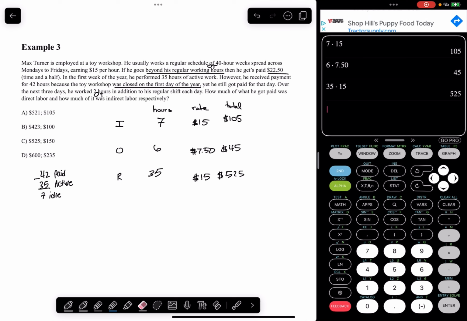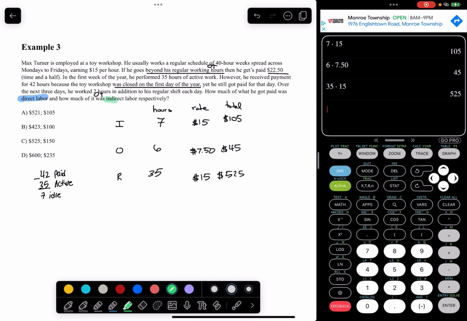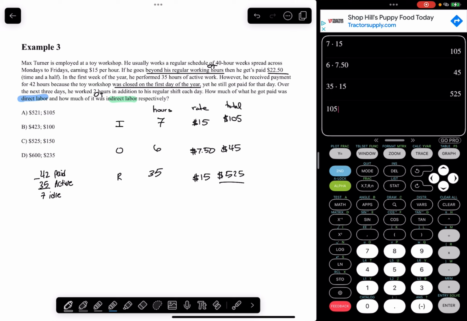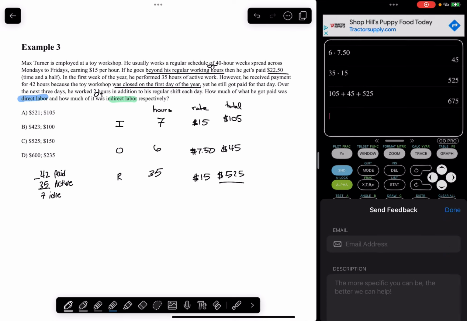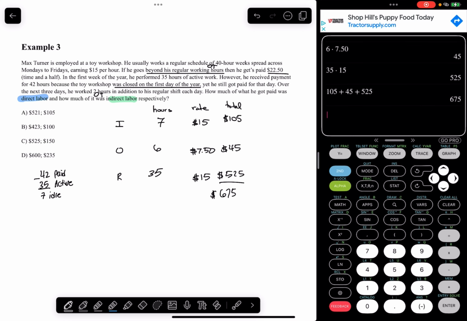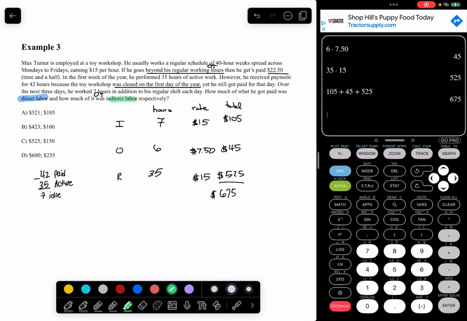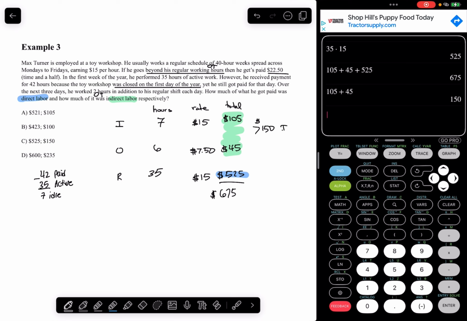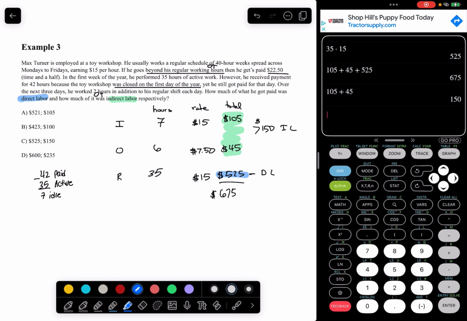Now, what are they asking us? They're asking how much of what he got paid was direct labor and how much was indirect labor, respectively. They're not asking us what the check was, like how much he got paid in total, but I'm going to calculate that for you anyway. So 105 plus 45 plus 525 is 675. So we're really asking how much of that 675 was direct labor, how much of it was indirect labor. So direct labor is always this bottom one, it's just 525. Indirect labor is these two here. So that's 105 plus 45, that's 150 is your indirect labor. And then 525 is your direct labor. So respectively means in order. So they ask for direct labor first. So direct labor is 525, and then indirect labor is 150. And so C is your answer.